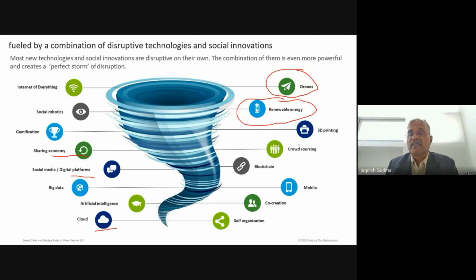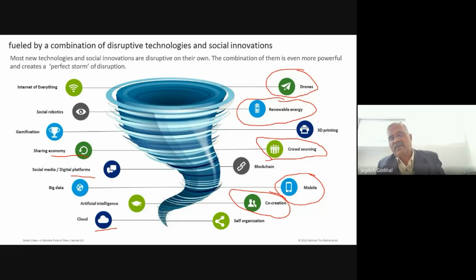Then 3D printing, it may not be now, but at least in the coming days, in future. Then crowdsourcing is funding, crowdfunding and all those things. Now mobile has already made a tremendous difference in rural areas. Then co-creation is nothing but the cooperation system that already exists in rural areas, cooperative societies. There also they can practice self-organization. These are the technologies and social innovations which are required to transform traditional villages into smart villages.